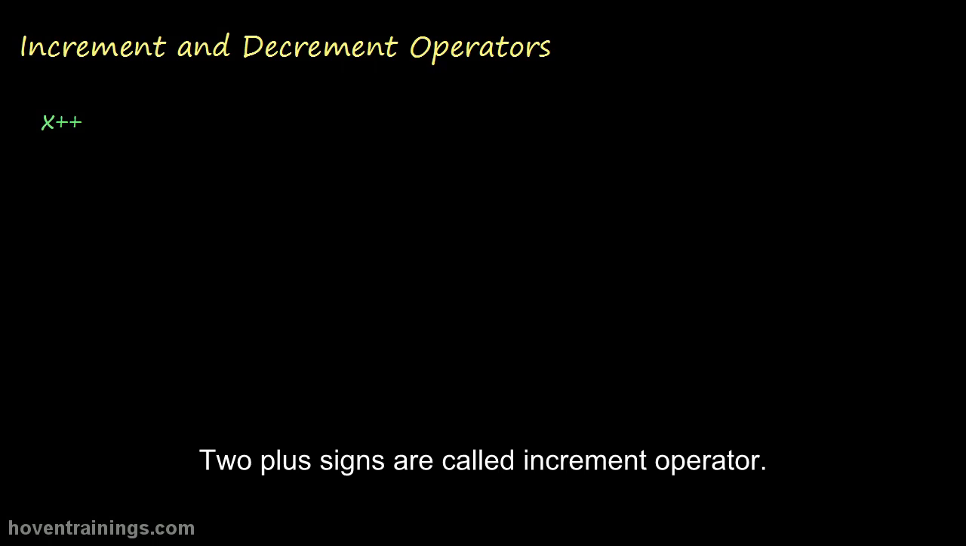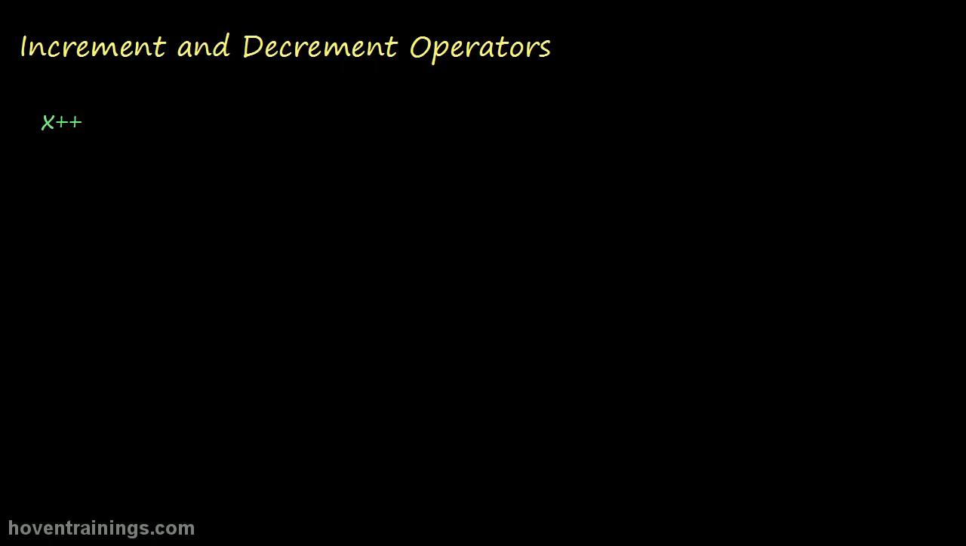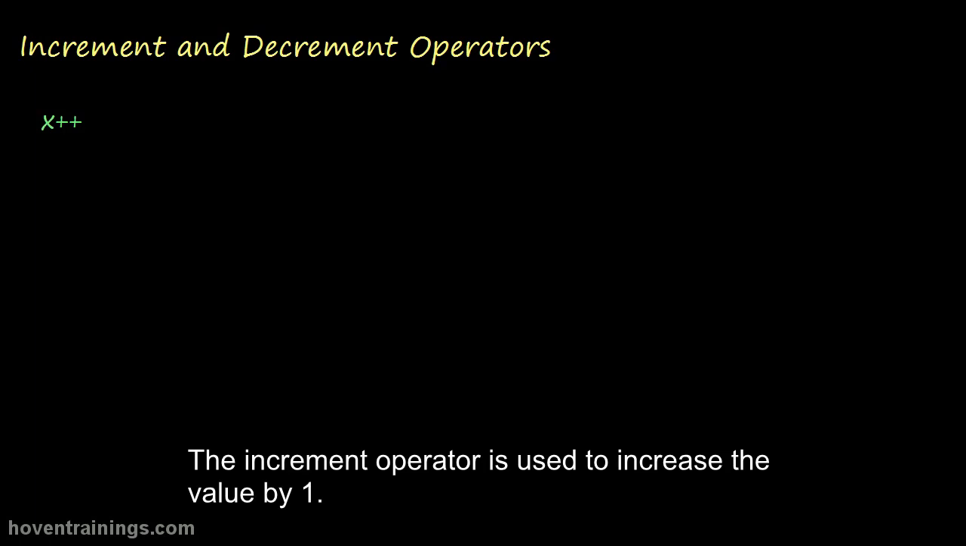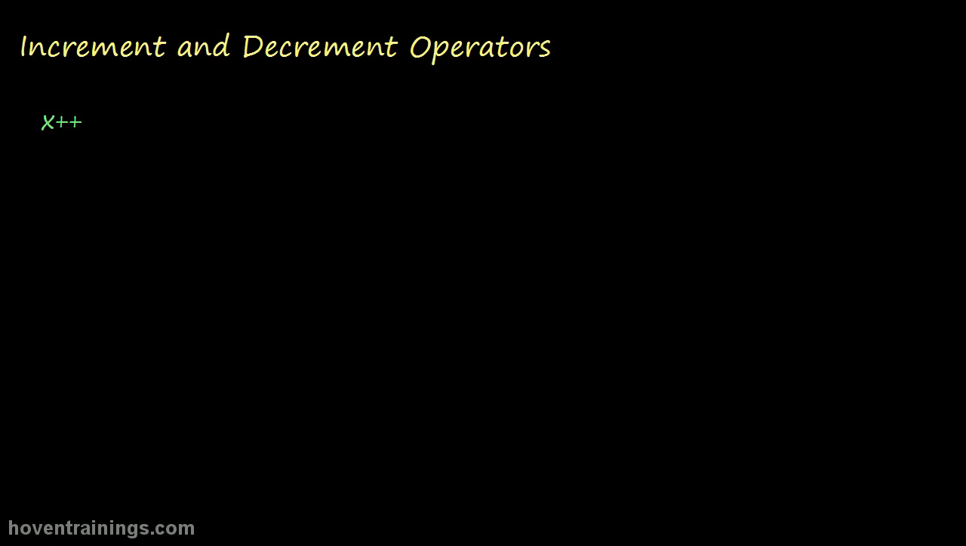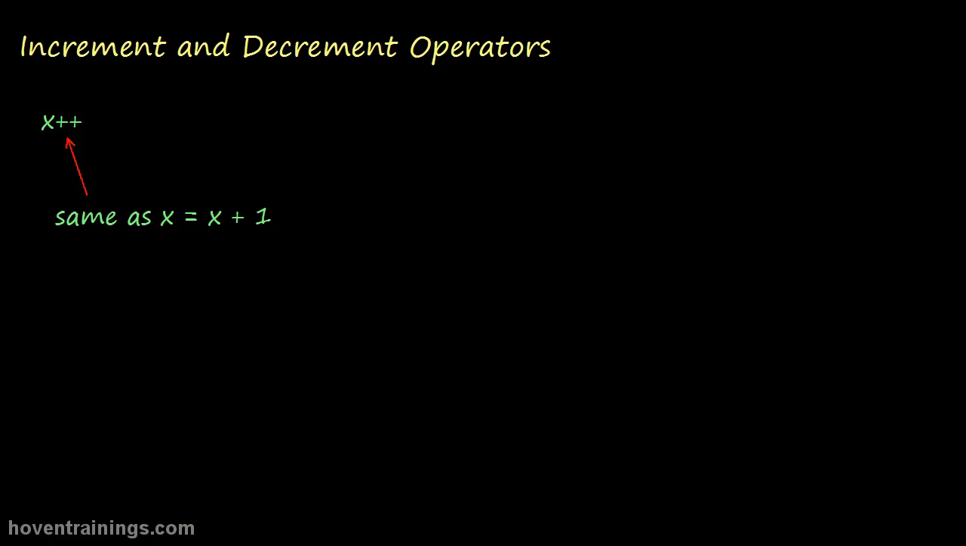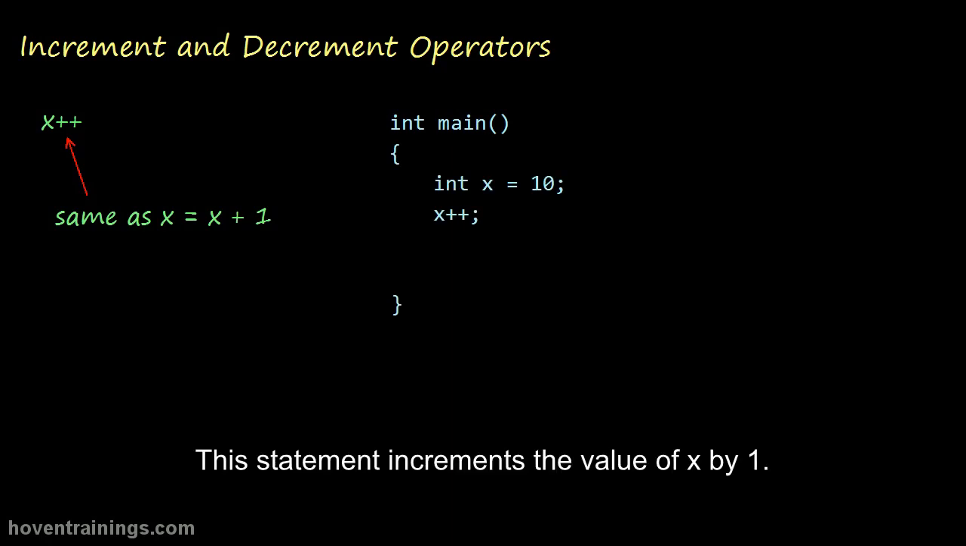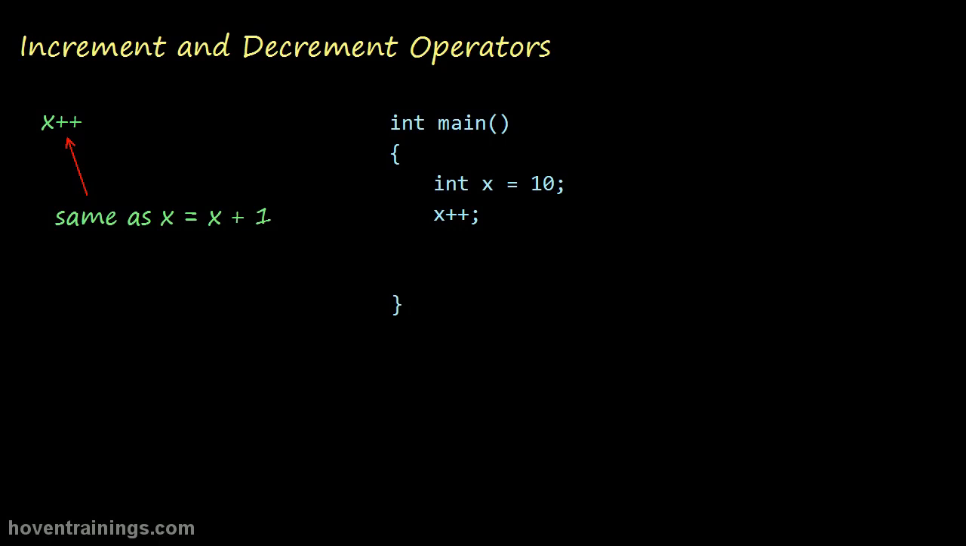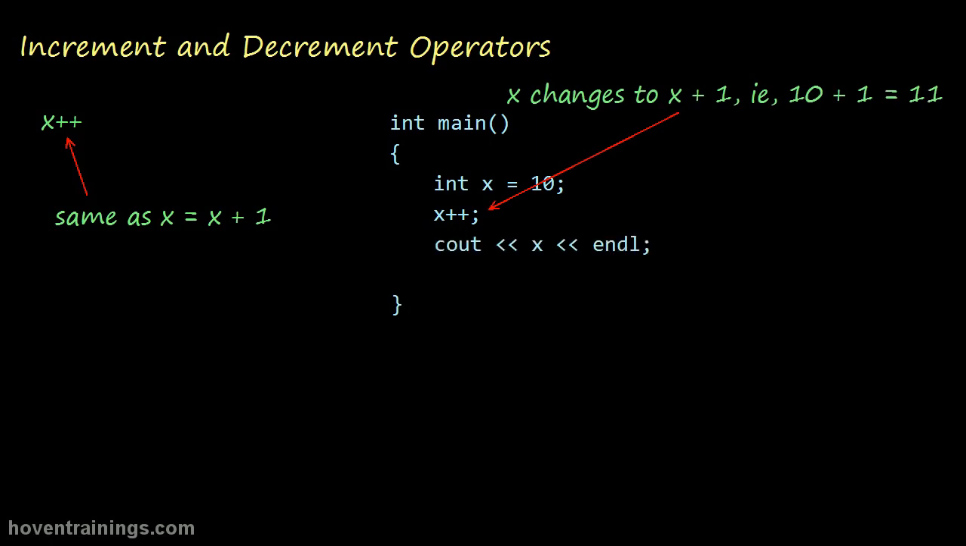Two plus signs are called increment operator. The increment operator is used to increase the value by 1. Here the value of x will be increased by 1. This statement increments the value of x by 1. The displayed value would be 11.